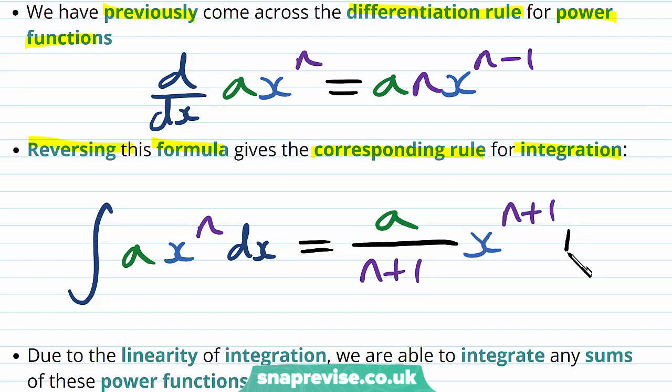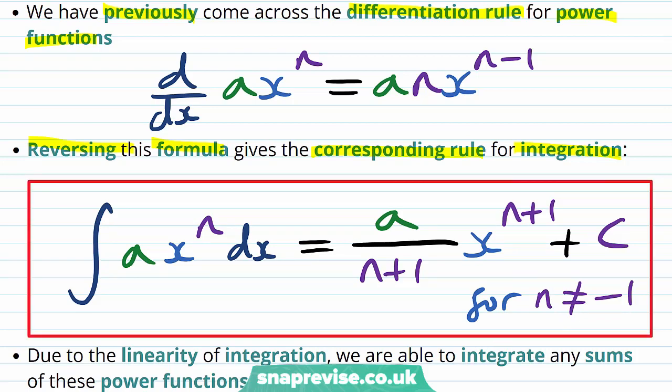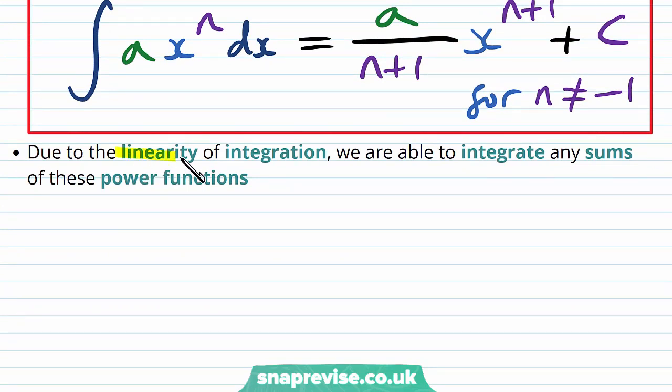And of course we have this plus c, the arbitrary constant of integration. Now, this result only holds for all n when n is not equal to minus 1. A different rule has to be applied in that case. Due to the linearity of integration, we are able to integrate any sums of these power functions.